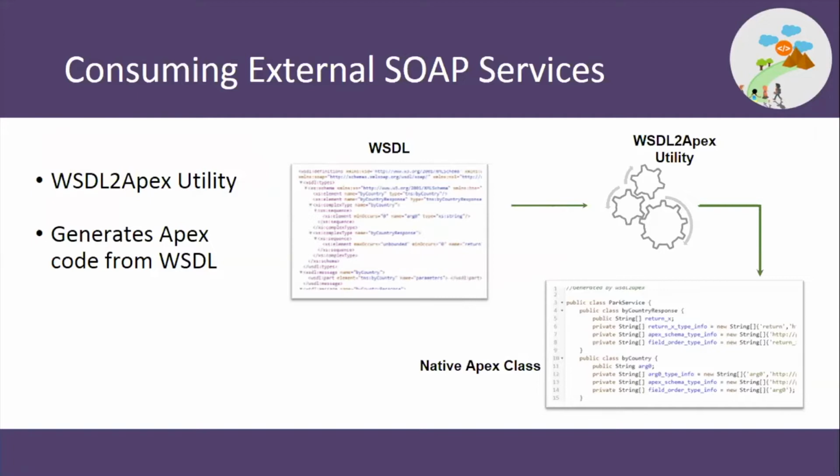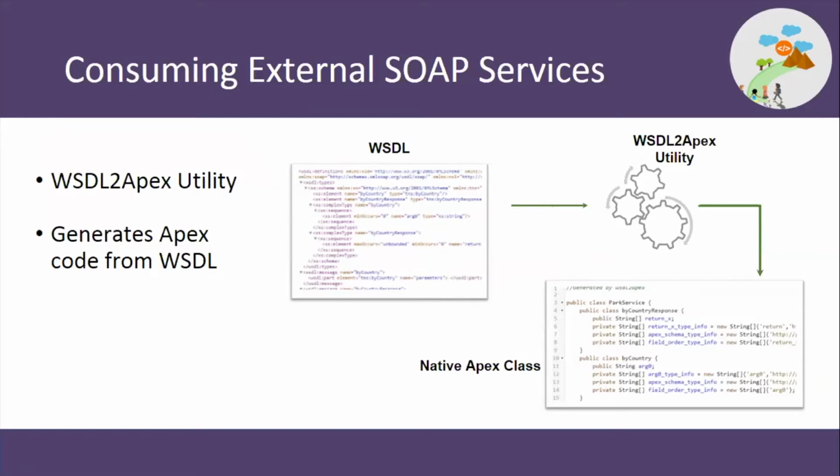Now, in order to be able to consume a direct WSDL file, there is a utility which is already built in, and that utility is referred to as the WSDL to Apex utility. The reason is that you take the WSDL file that was given to you by the service provider as a part of the service, you input it to this utility, and this utility magically churns out native Apex classes on its own, right?